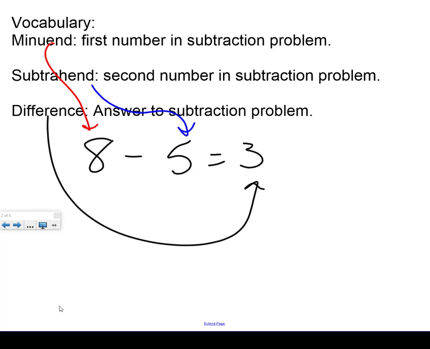So that's where you can identify each of these vocabulary words in an actual problem. All right, the next thing that we're going to work on is subtracting with no regrouping. Regrouping means borrowing, so in this problem we're not going to have to borrow. So let's look at a problem.